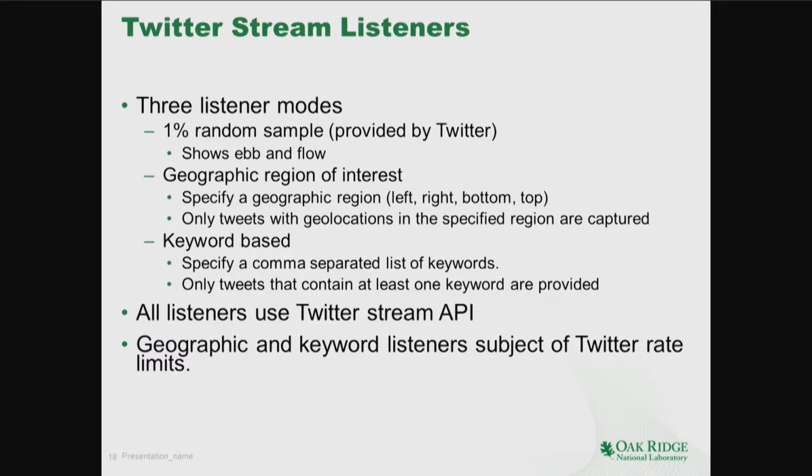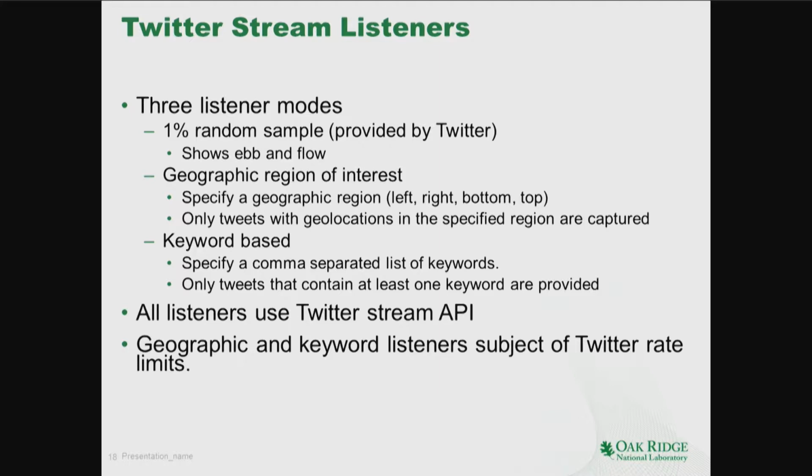And then finally, we can specify a comma-separated list of keywords to tell Twitter I only want tweets that contain at least one of these keywords. So there are three modes that we can set to consume information from Twitter. And you can run any number of these. If you run two 1% samples, you'll get the same sample from Twitter, but I could specify multiple geographic regions of interest, read the 1% sample, and also start a number of keyword-based listeners all in parallel. And these all use the Twitter Stream API.